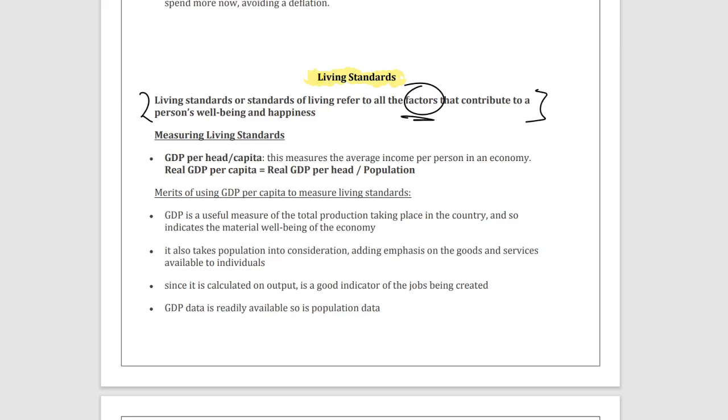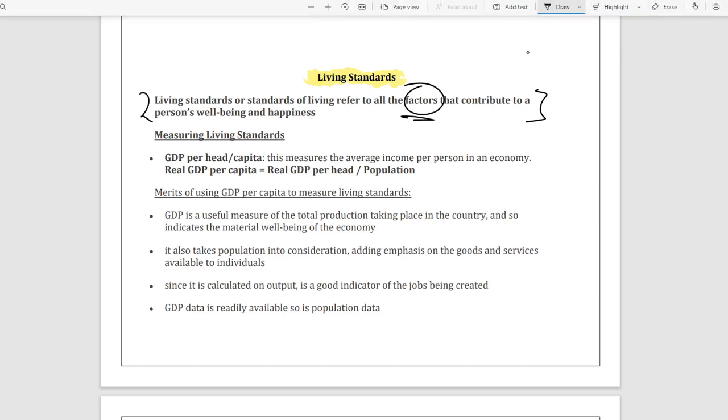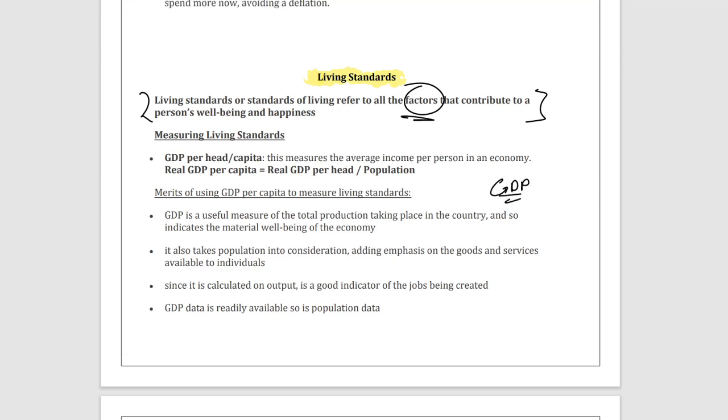Now, how do you measure this? We use something called GDP, and we've talked about this when we talked about economic growth. GDP, which means gross domestic product, is the output in an economy. And how you calculate GDP per head is by doing the output, which is GDP, divided by the population, just like this formula is telling us. And that is how you measure living standards.